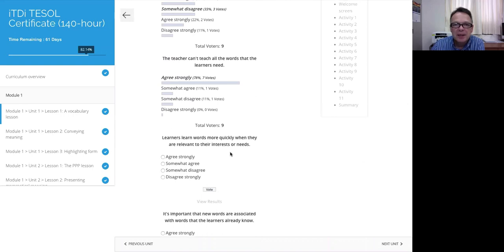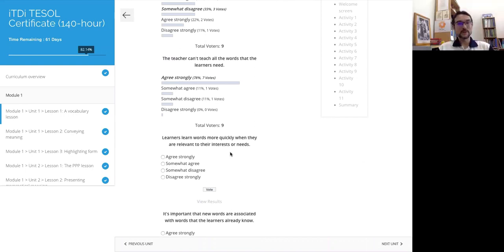Okay. So it says the teacher can't teach all the words that the learners need. It looks like most of us agreed strongly there, right? Is that what you chose as well? I believe so, yeah. Same here. There's just not enough class time, really.